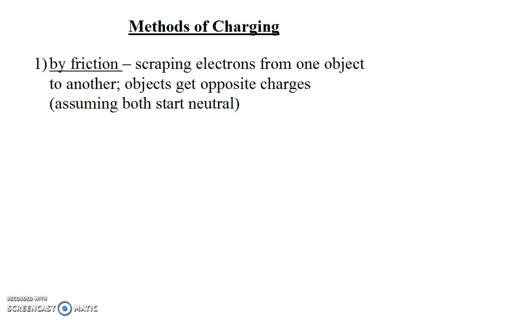Now, of course, that's not always going to be the case. Sometimes there will already be a net charge in the system, or a net charge on one of the objects, but if both objects start off neutral and you rub one on the other, one of them will gain the electrons, the other will lose the electrons, so they get opposite charges.